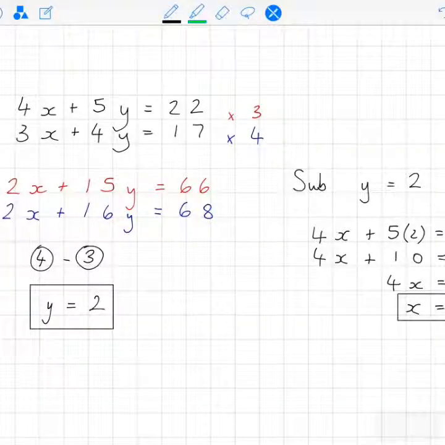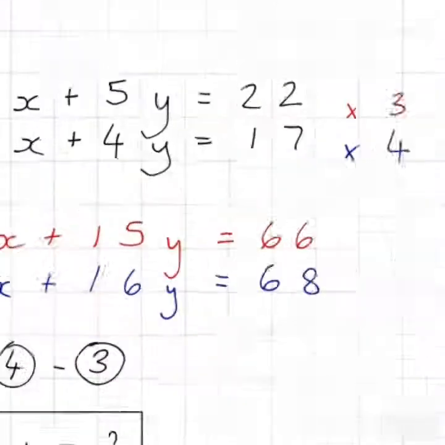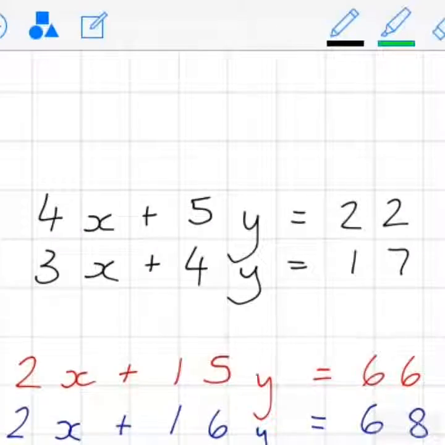I'm going to start by talking through my solution to simultaneous equations. The original question was this one here: 4x plus 5y equals 22 and 3x plus 4y is equal to 17.